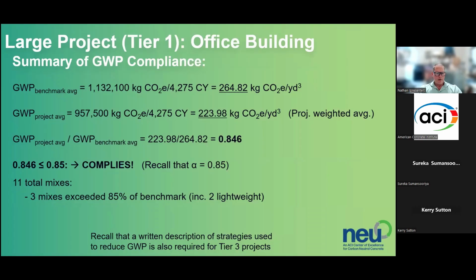And then we compare our project average to our benchmark value and find that we are at 84.6% of the benchmark. And recall that for compliance, we needed to be less than or equal to 0.85. So we have compliance. We're less than 85%. So we had 11 total mixes, 3 of which exceeded the benchmark, some of which were lightweight, and those being higher than the benchmark values were just fine. We are in compliance. And recall that we still have this written description, just like we did in Tier 2 and Tier 3.